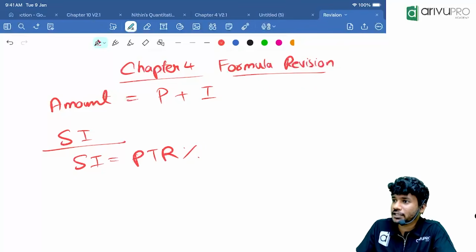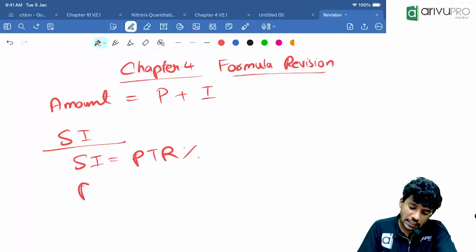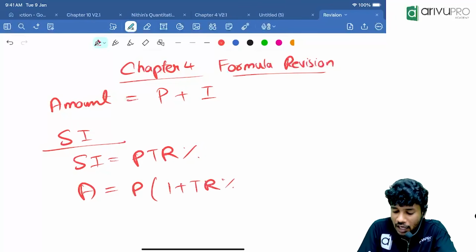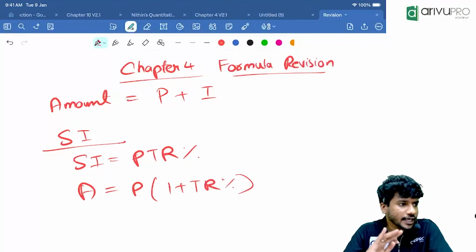Then what was the next thing we learned? We studied the amount formula with respect to our simple interest. That is nothing but P into (1 plus T R percentage). That is also a direct formula.